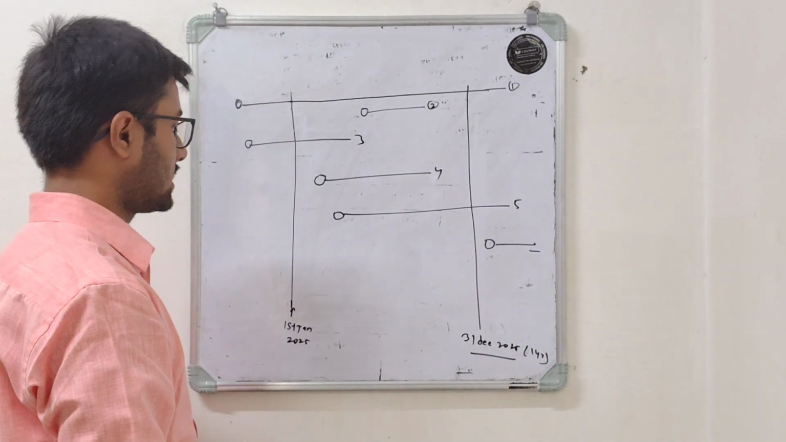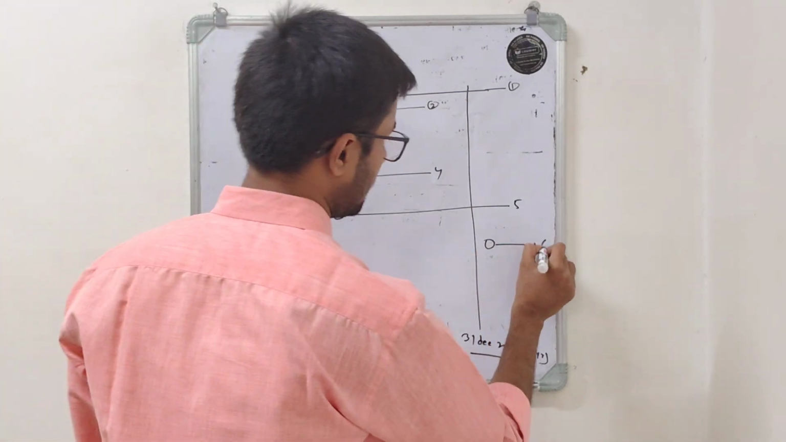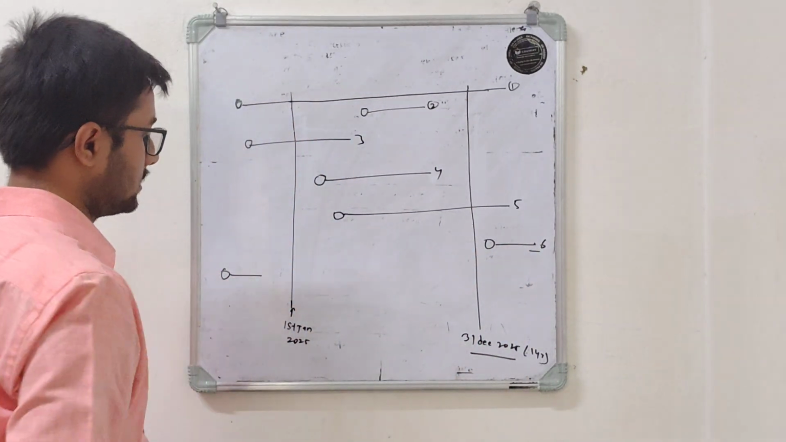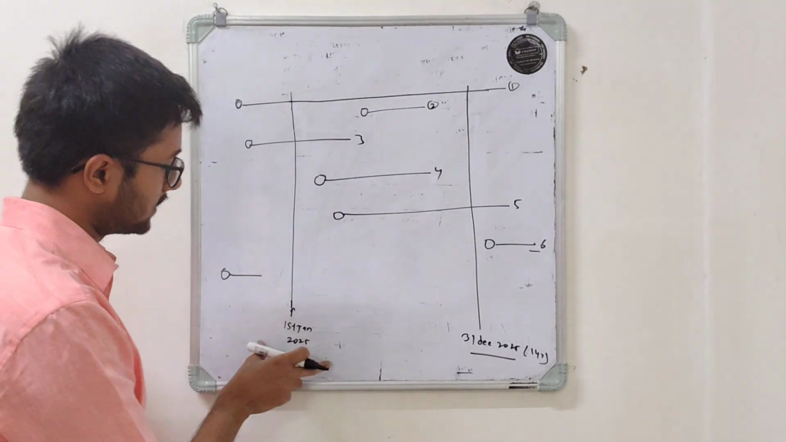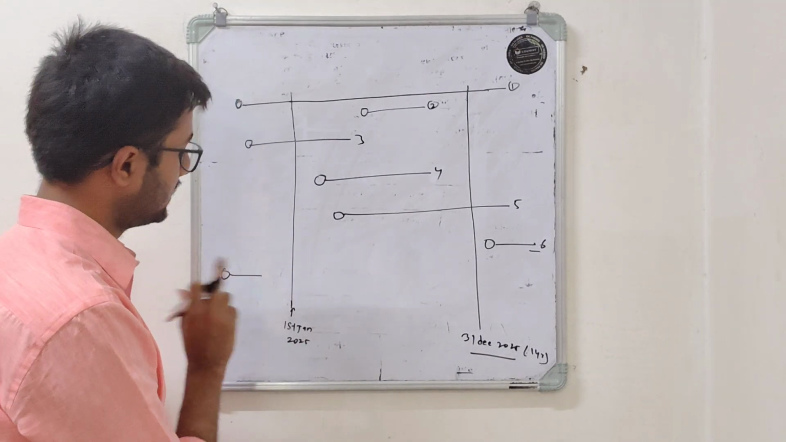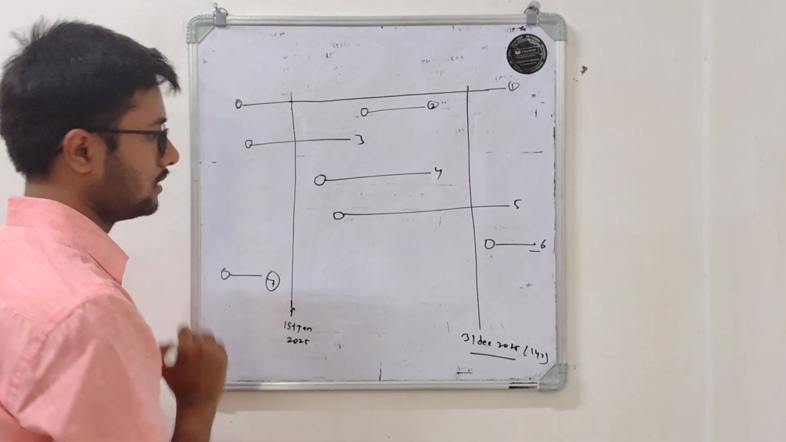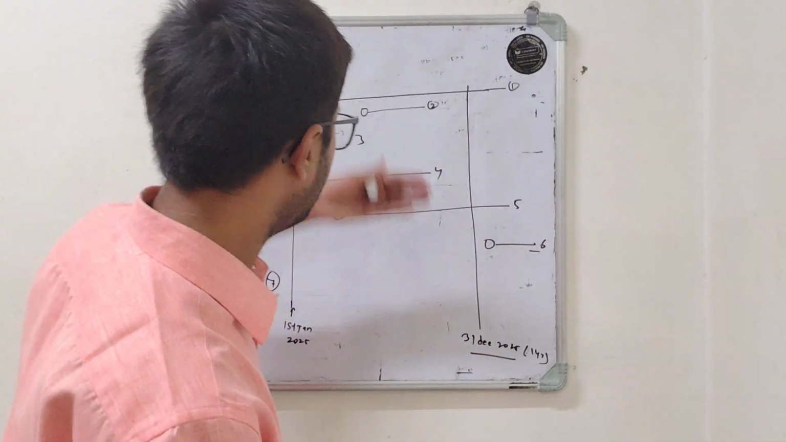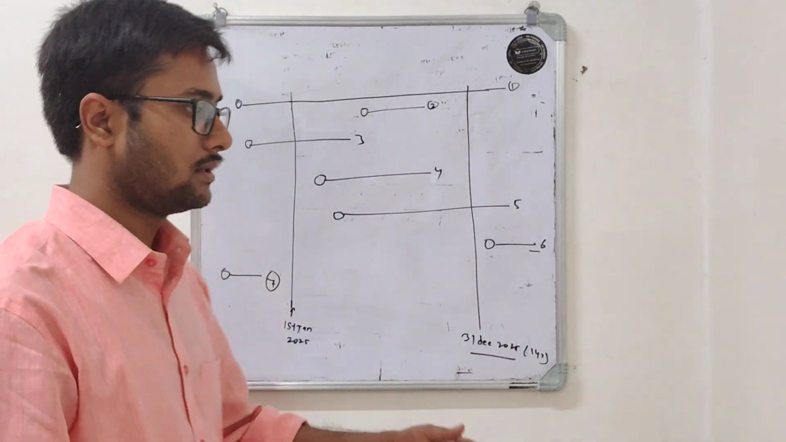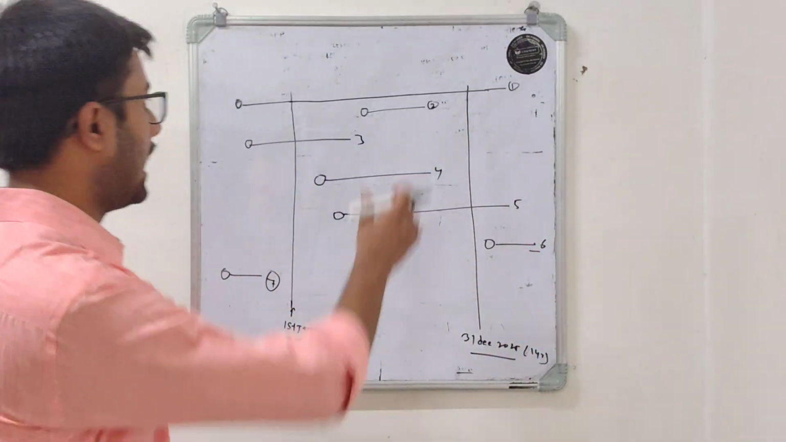One more case we take. Let's suppose this is 6 and this is 7. Here the person's disease began before the 1st January and they recover before the 1st January. So this is the 7th.